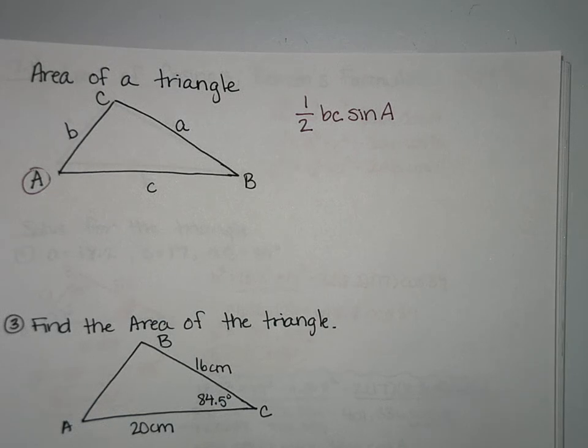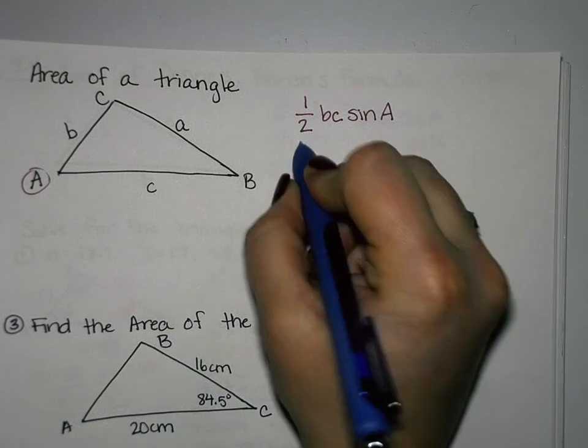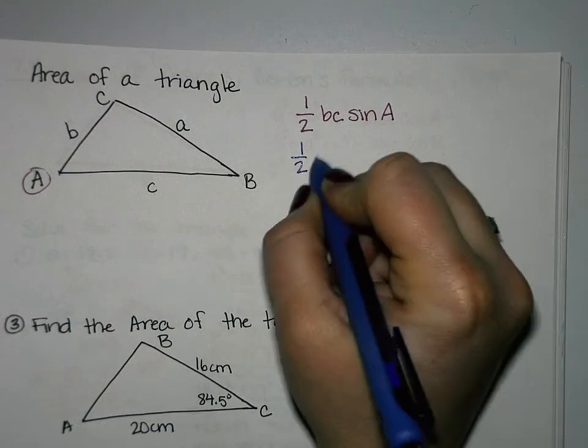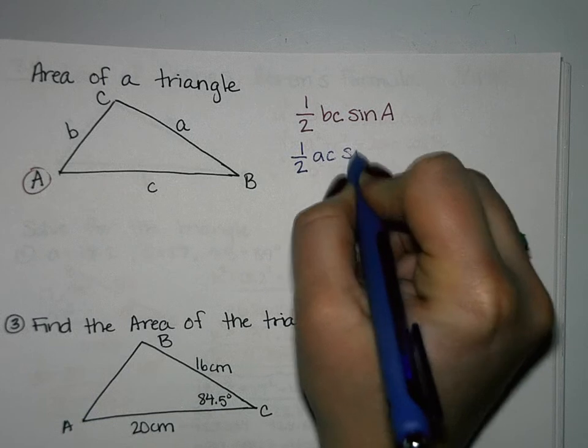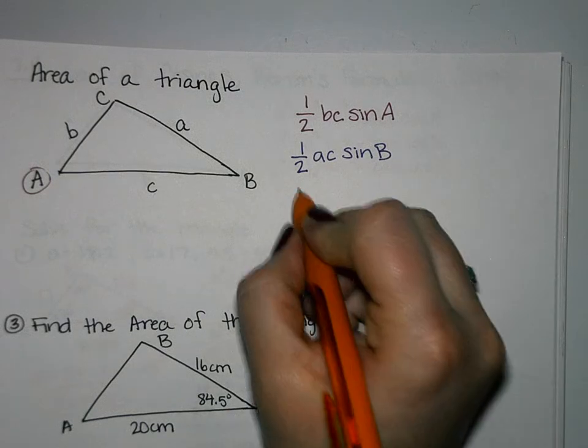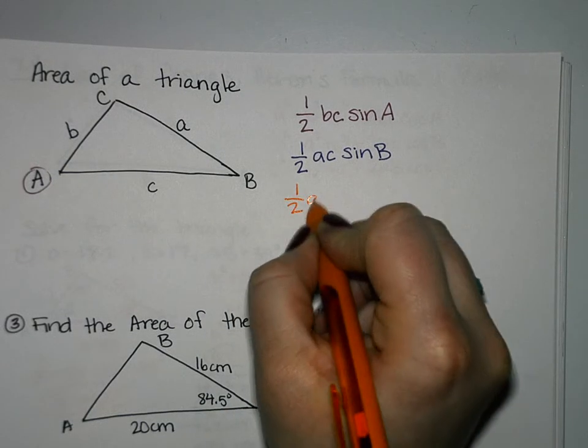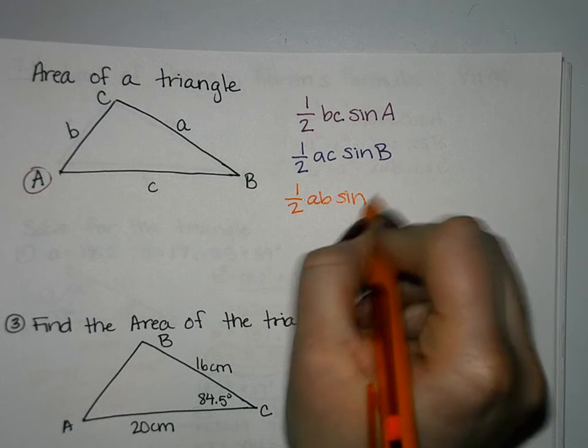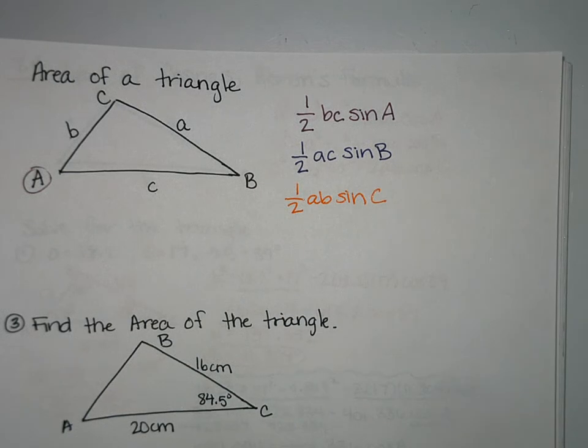If you know angle B, then it becomes 1/2 A times C, sine angle B. If you know angle C, then it becomes 1/2 A times B sine of angle C. So which one you use will depend on the angle that you know.